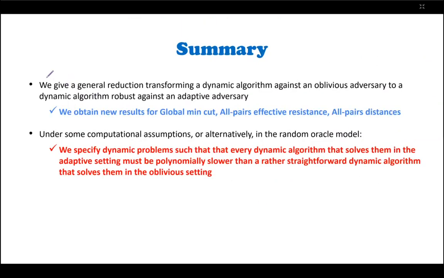To summarize, we present a generic transformation from algorithms in the oblivious setting to dynamic algorithms in the adaptive setting. This allows us to obtain new runtime bounds in the adaptive setting for global min cut, all pairs effective resistance, and all pairs distances. And under some computational assumptions, we present problems that separate between what can be done in the dynamic oblivious setting compared to the dynamic adversarial setting.